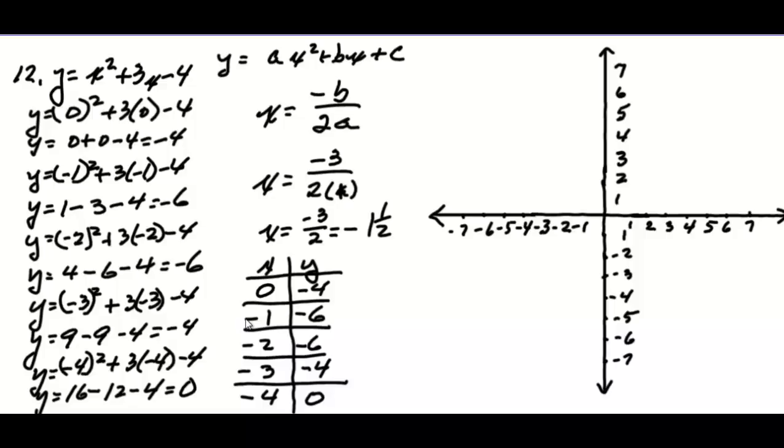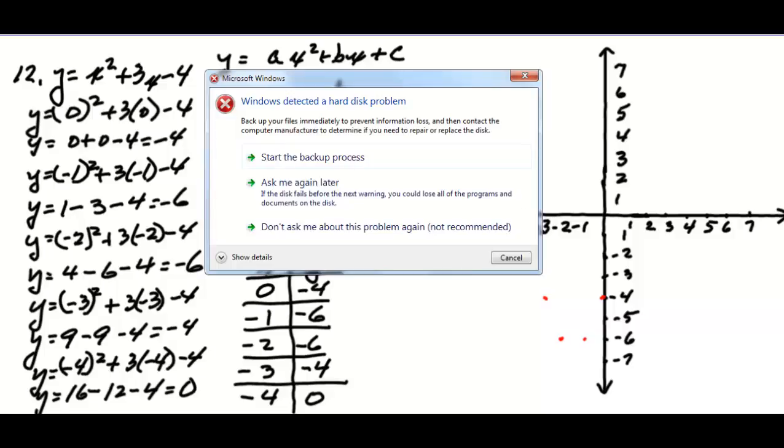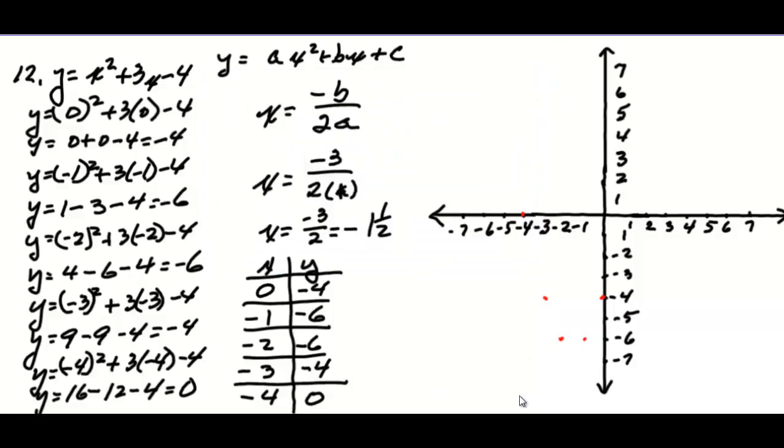The first one being x is 0, y is negative 4, is clear down here. X is minus 1, y is minus 6, that's down here. And x is minus 2, y is minus 6, that's here. And x is minus 3, y is minus 4, that sits up here. And our last one, minus 4 and 0. And I suppose if we used 1, we would probably find out that 1 squared plus 3 times 1 minus 4. We can do that very quickly if we want. Sorry about that. We'll just do it right up here.